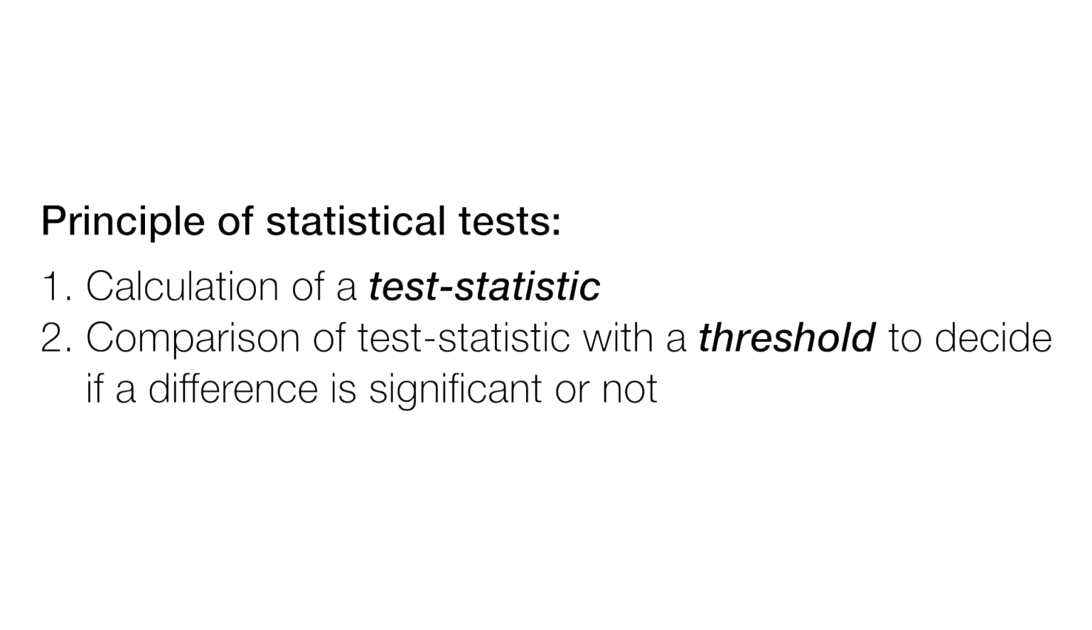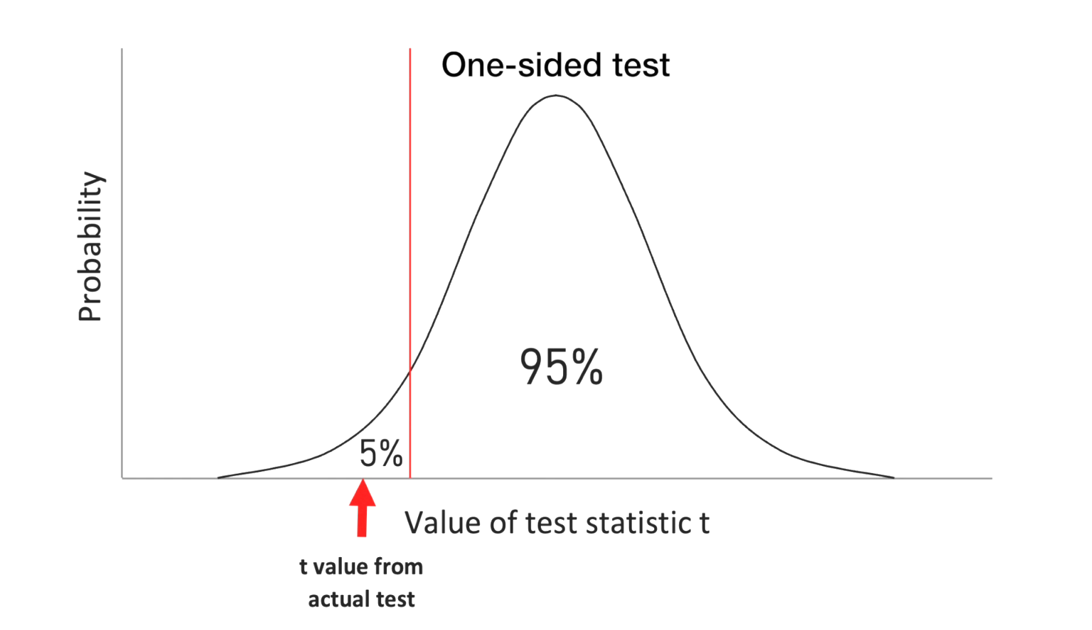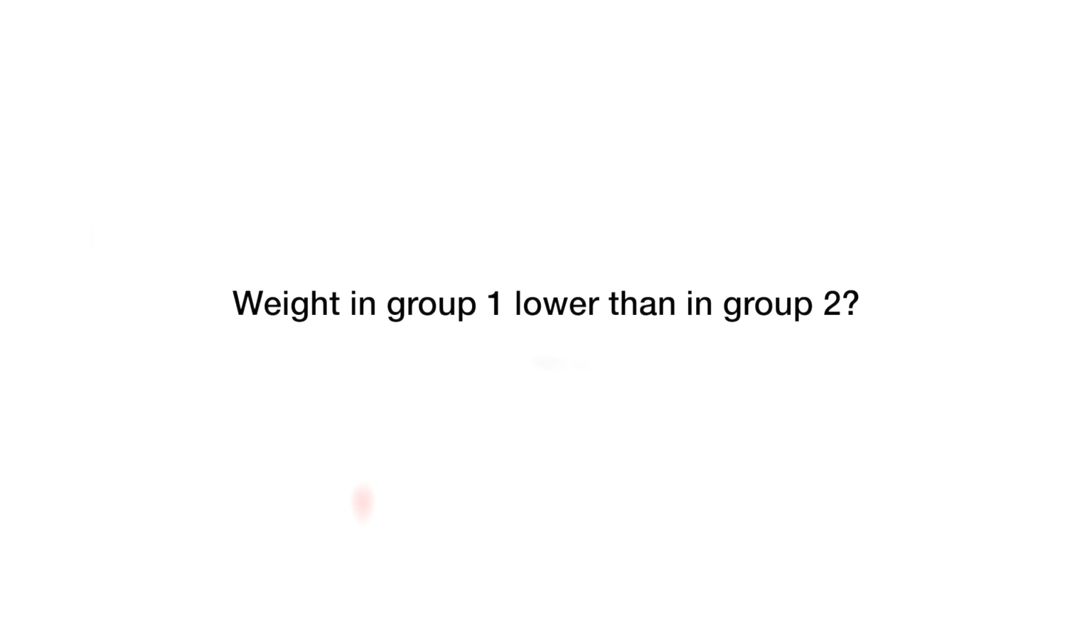In summary, statistical tests follow two steps. First, the calculation of a test statistic using our data and a formula. And second, the comparison of this test statistic with a threshold value using the distribution of the respective statistical test. While this is a correct description of how statistical tests work, there is something we didn't mention so far to keep things simple. What we actually did was a one-sided test. A one-sided test is a test where we only want to know if one sample is on average lower than the other. For example, we want to know if one group is heavier than the other.